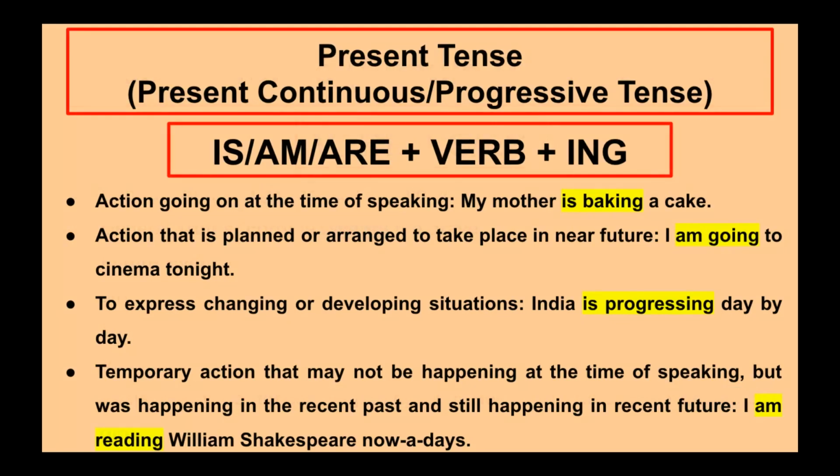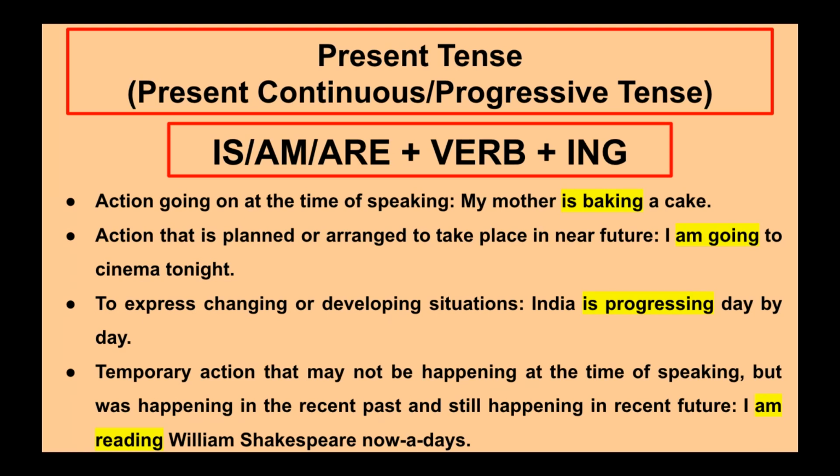Let us now talk about present continuous or progressive tense. The rule for it is, am, is, or are plus verb plus ing. For example, I am swimming right now. Present continuous tense is used for an action going on at the time of speaking. My mother is baking a cake.